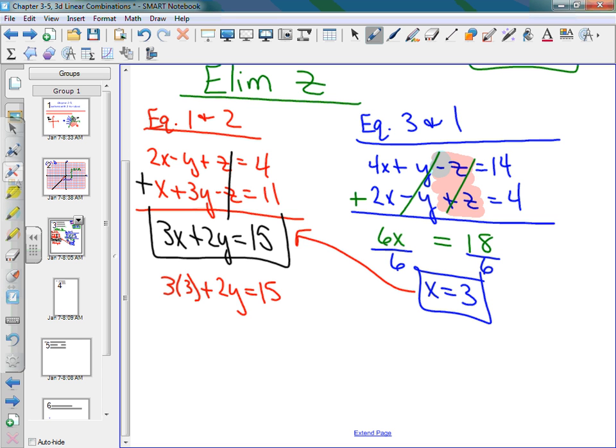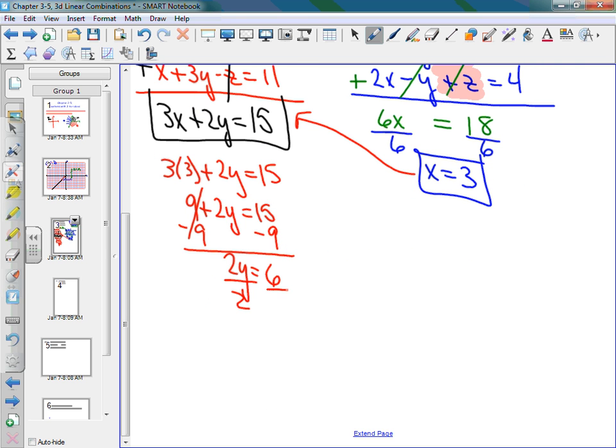Since I know that x is 3, I plug and chug it in. 3 times 3 is 9. 9 plus 2y is equal to 15. Subtract the 9. 2y is equal to 6. Divide by 2. Y is equal to 3. I found x and I found y.